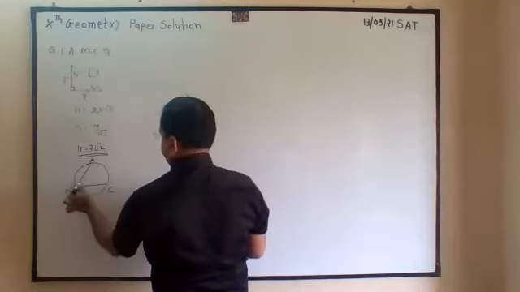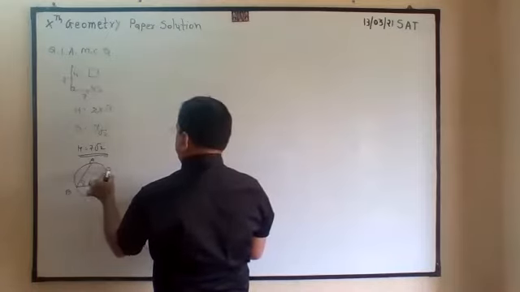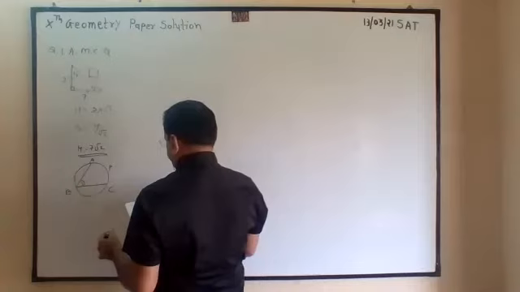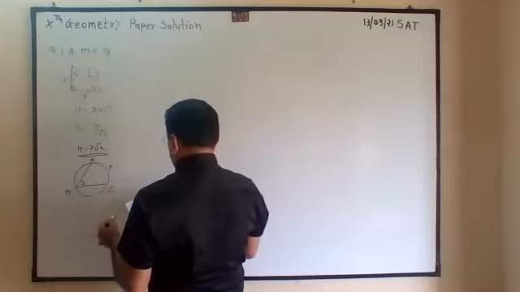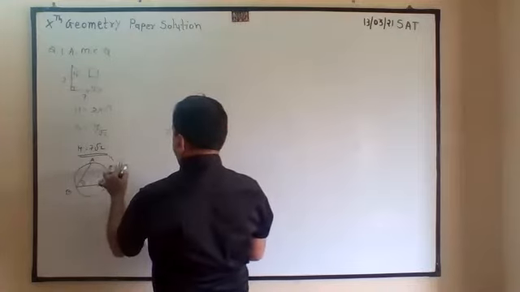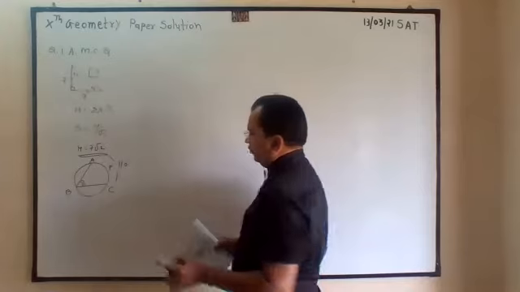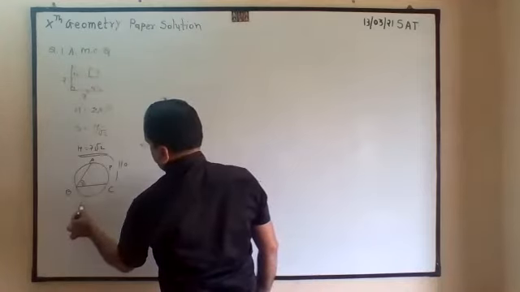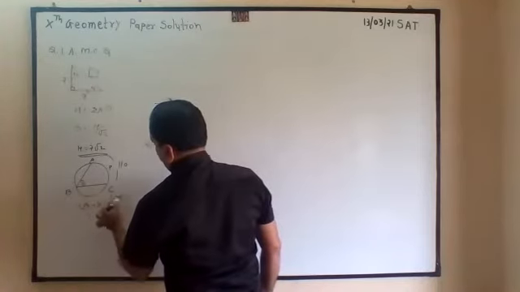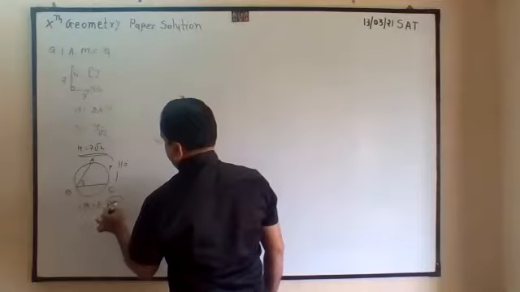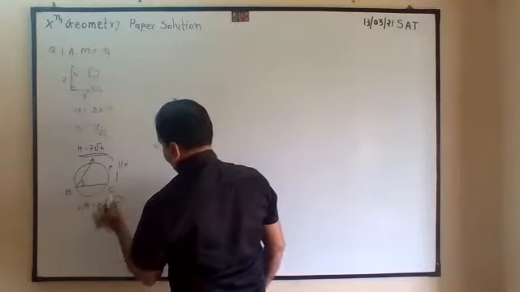ABC, P. This is 110. To find ABC, angle B is equal to half of major arc APC. So half of 110, 55 degrees.